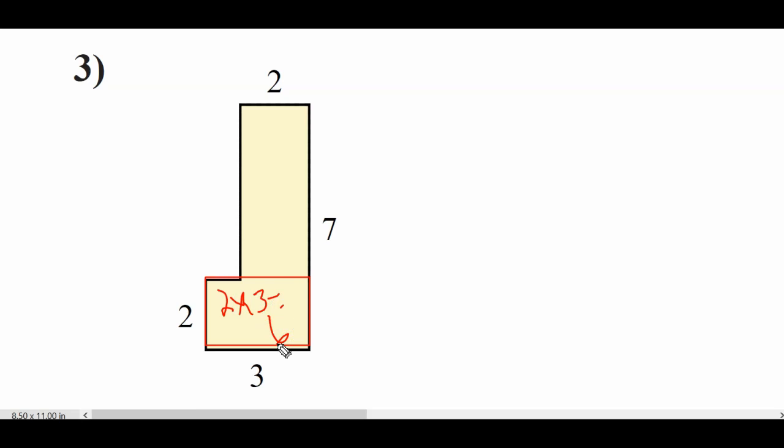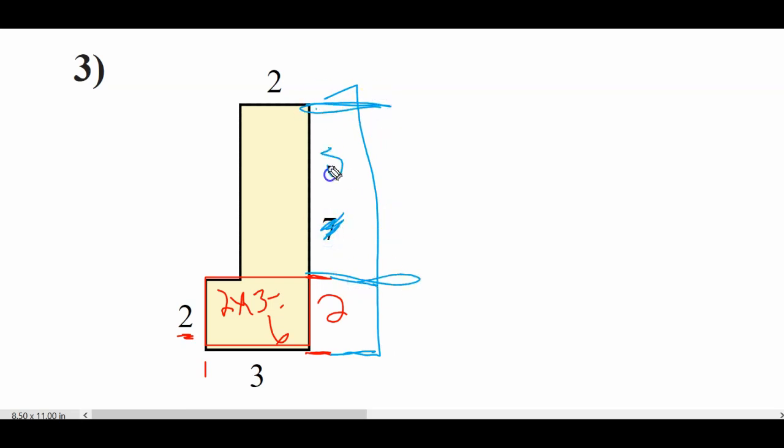Okay. If there's 2 right here, if the width is 2 on the left, what's the width on the right? 2. It's the same thing. It's just on the other side. Right? If the whole thing is 7 and this section right here is 2, how much is this right here? 5. So I can cross that out and put a 5 now.